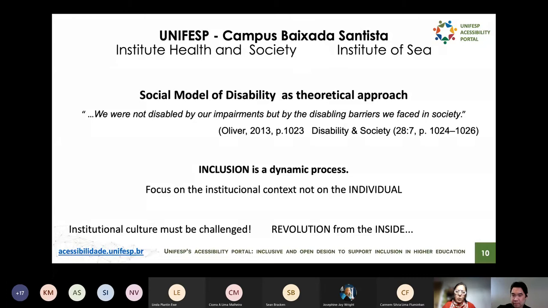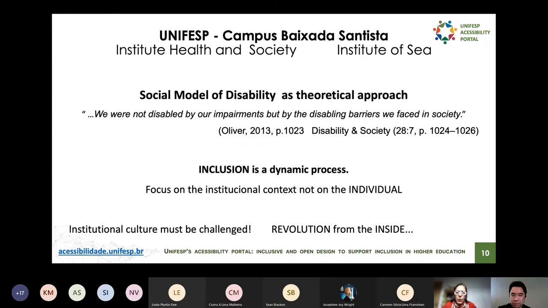Because I think that the biomedical model is still very hegemonic among everybody. It's always thinking that if one person is blind, she will need something. She will need Braille, for example. What I'm trying to develop as an institutional culture among my colleagues is that inclusion is a dynamic process, and the social context is very, very important to define the outcome.